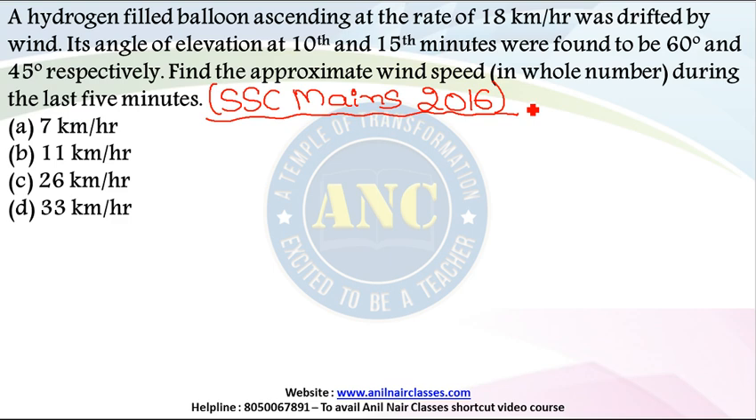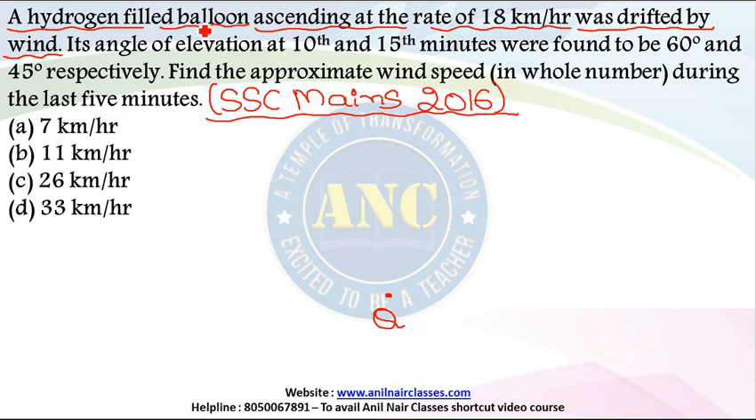Question number 50 in our trigonometry, or rather heights and distances class. Question number 50 is what we are solving right now. Please pay complete attention in understanding this question. Now see here, sir. Your question is: a hydrogen filled balloon ascending at the rate of 18 km per hour was drifted by wind. That means there is a base here, there is some point on the level ground here. I will call that point as Q.